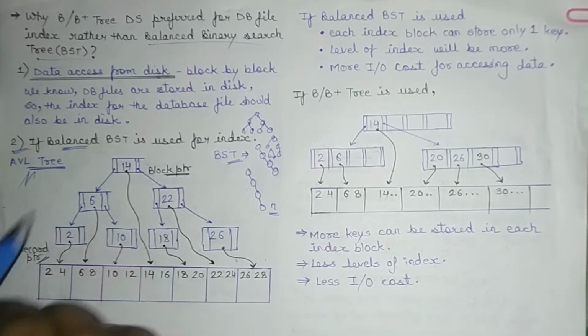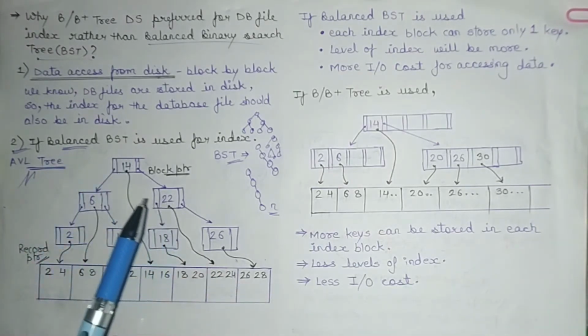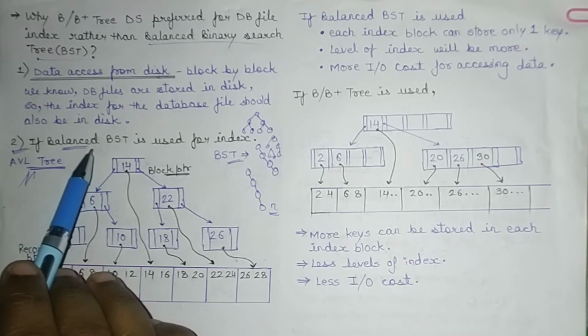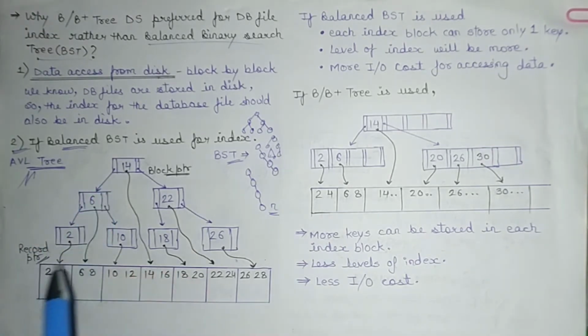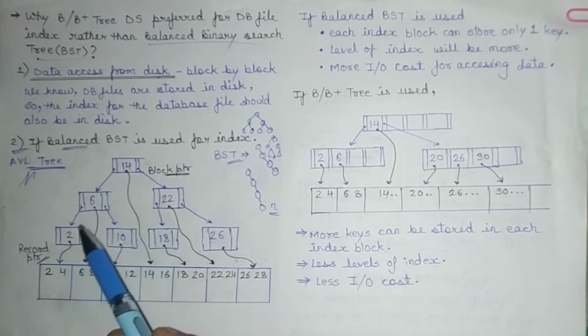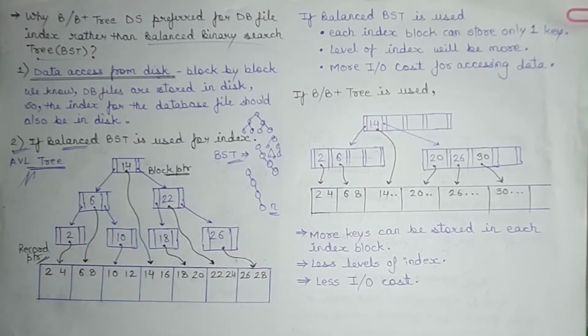In an AVL tree, in a balanced binary search tree, each particular node will have 2 children because of the binary behavior, right? And each particular node will have 2 pointers. One will be pointing to the left child and the other will be pointing to the right child. These pointers are known as block pointers because they are pointing to another block of the same kind of data structure, right?